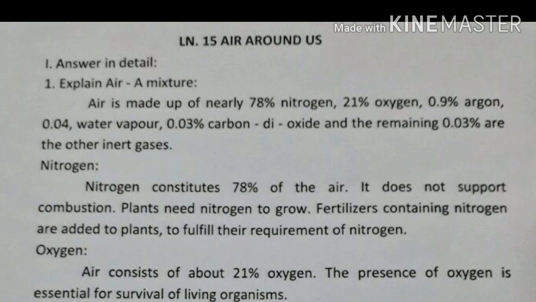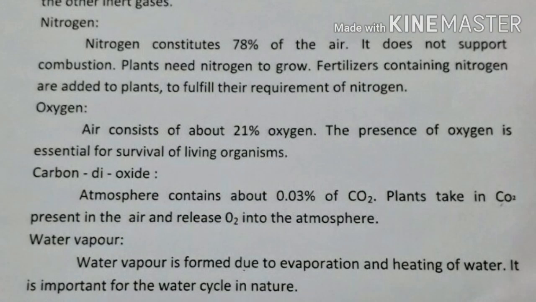The second component is oxygen. Air consists of about 21% of oxygen. The presence of oxygen is essential for survival of living organisms. The third one, carbon dioxide. Atmosphere contains about 0.03% of carbon dioxide. Plants take in carbon dioxide in the presence of light and release oxygen into the atmosphere. CO2 means carbon dioxide, O2 means oxygen.